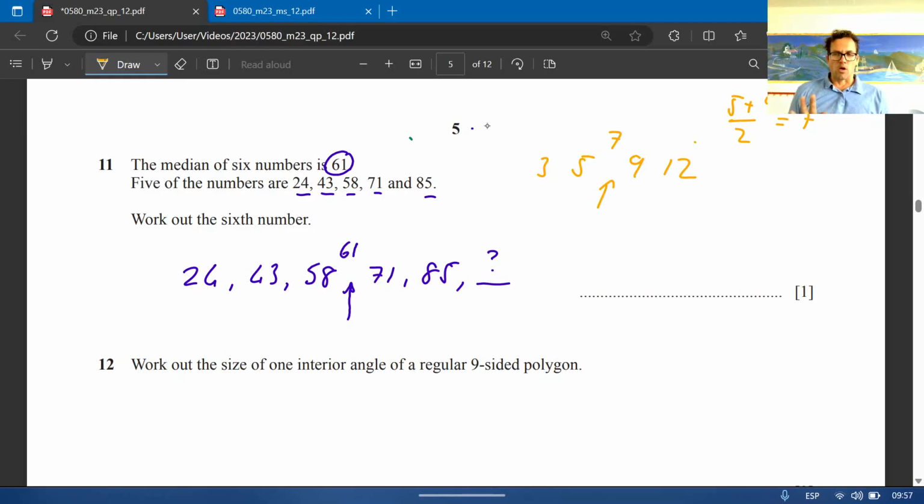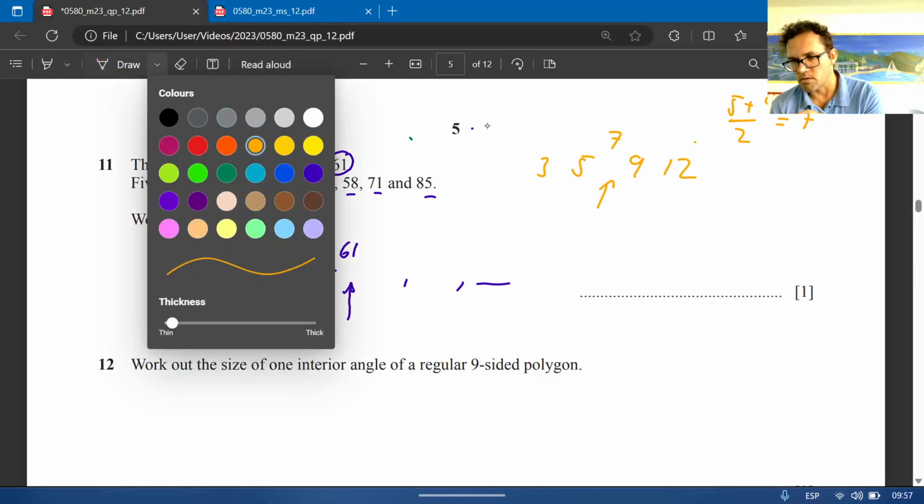Okay. So, I think they're kerfuffling us here. It means the 6th number is not the last number. Right? The 6th number must be the 4th number. So we're going to shift everything up.